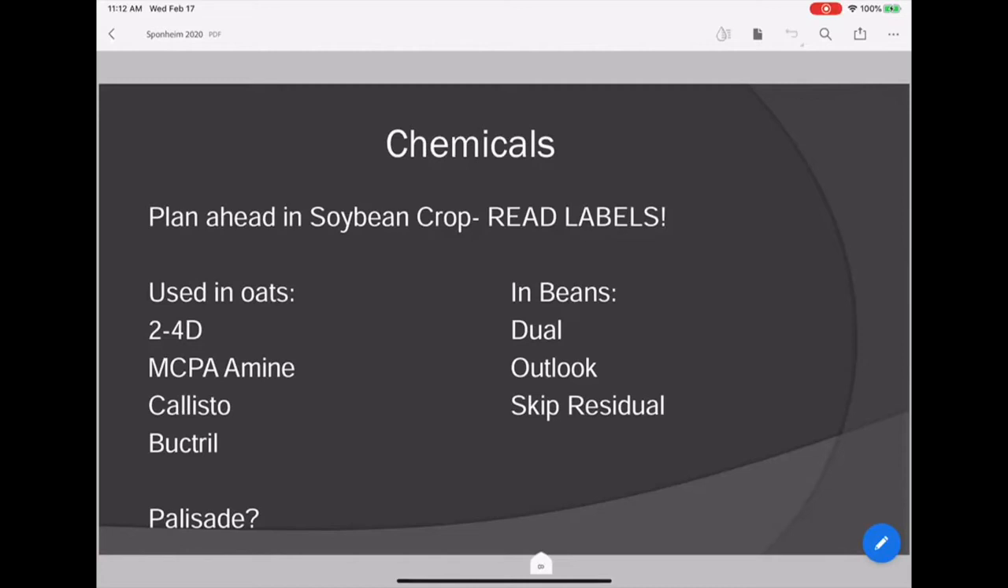Last year in beans, we skipped all residuals. We did have to make a 3-pass herbicide program, but in those 3 passes, it was all strictly just killing weeds, never putting residuals out, and had pretty good luck with it. Even, and you say, well, you should with 3 passes, but from what I saw last year, it didn't seem like residuals were working that well anyway. So I'm kind of happy that that's the way we went with it.